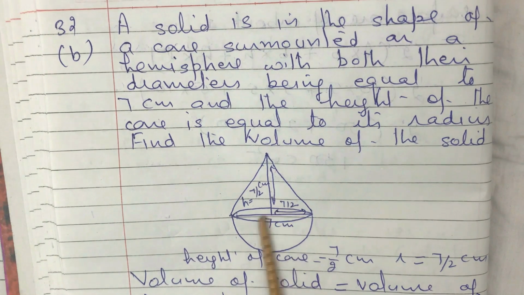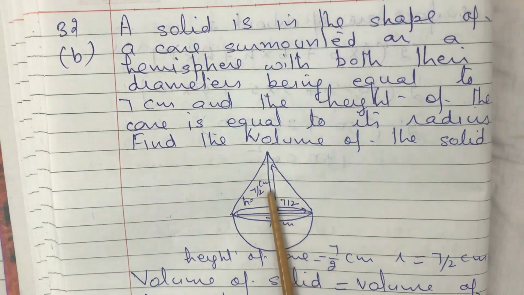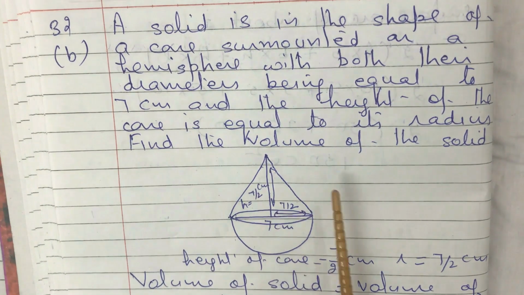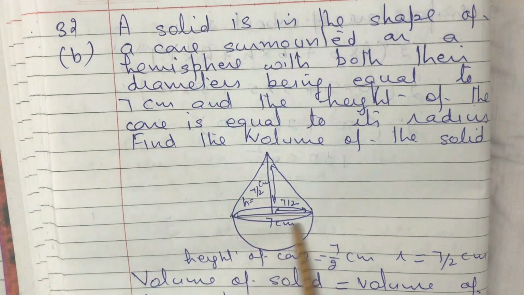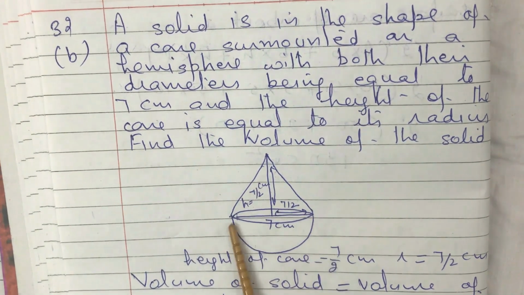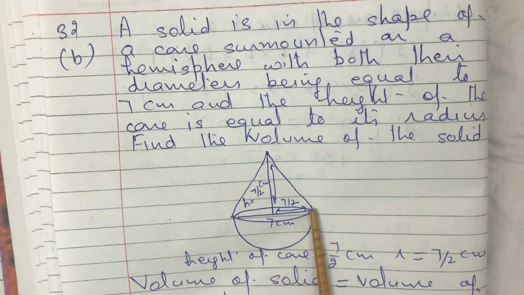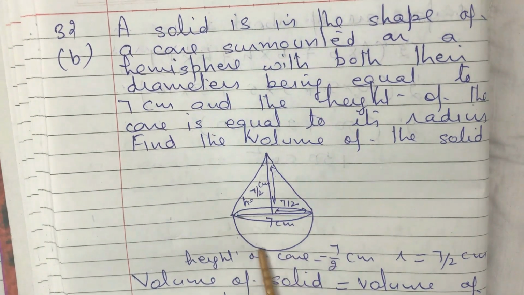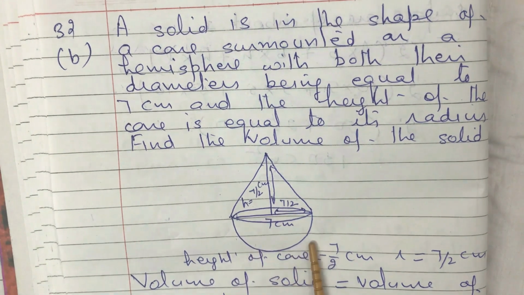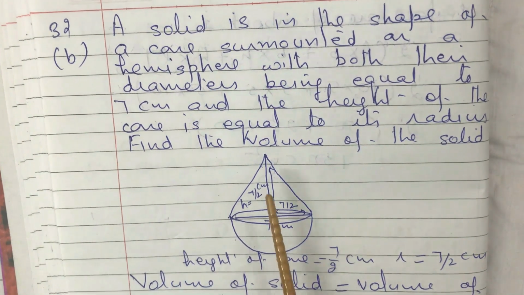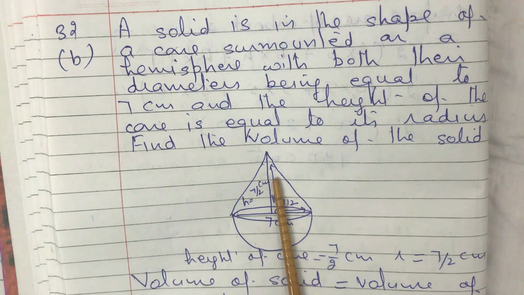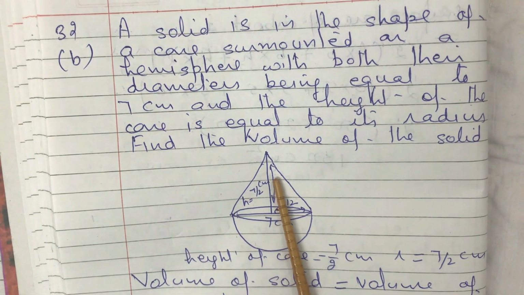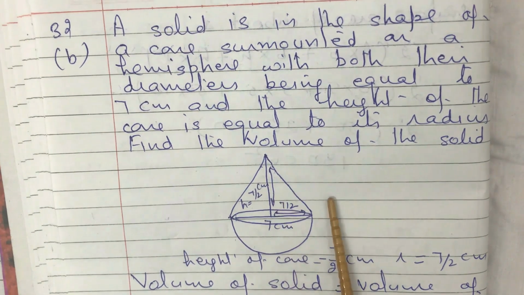It means its radius is 7 by 2. So its height is 7 by 2. We are to find the volume of this figure. It means we are to find the volume of this hemisphere plus volume of this cone. What is the formula for hemisphere? That is 2 by 3 pi r cube. And what is the formula for volume of a cone? That is 1 by 3 pi r square h.